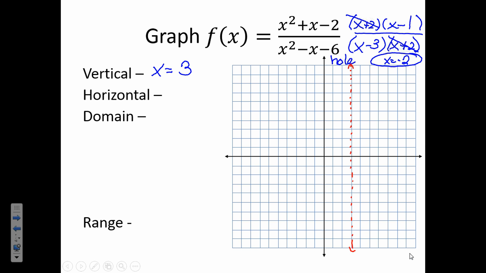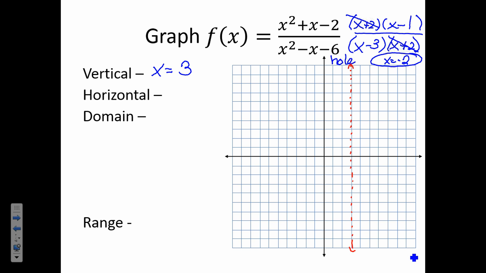We have to remember our hole at x equals -2. Now, the only reason that we have a hole is because it was going to be a vertical asymptote, but the numerator also had an x plus 2 when we factored it, so those 2 will cancel. We're simplifying first. Okay? That's the only reason we have a hole there.